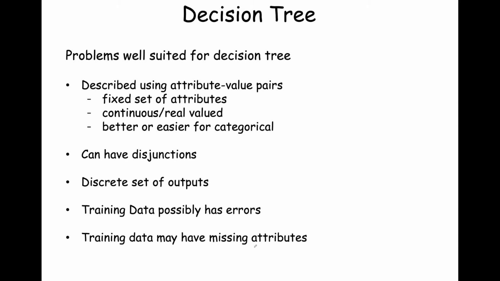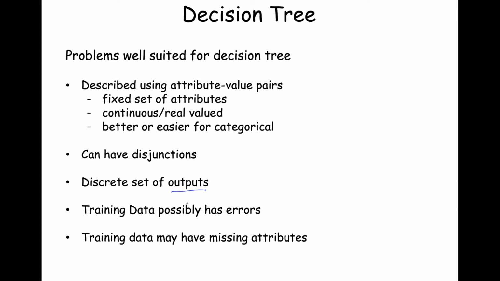It can be used for continuous or real-valued quantities by just quantizing that real-valued attribute into a number of ranges. And it's better or easier to use when you have categorical data. So you can use it for mixed data sets with real and categorical attributes. It also works well for problems that can be described as a set of disjunctions of certain conjunctions, where you have a discrete set of outputs, or your class label is finite or countable, and your training data probably has errors.